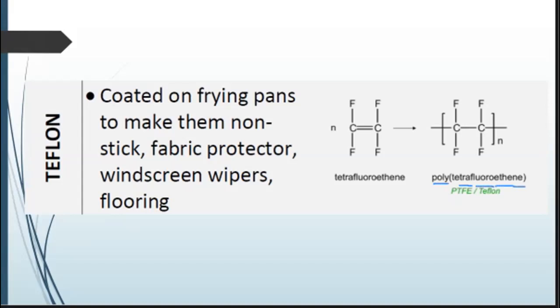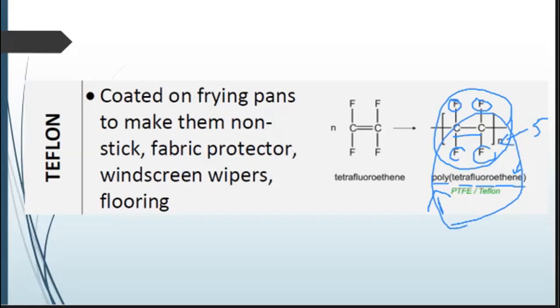Tetra means 4. Fluoro means the presence of fluorine. So I have 1, 2, 3, 4 fluorine atoms that are added, and tetra represents 4. So I have tetrafluoro. I have 2 carbons, meaning it's eth, and ene tells us that it's an alkene, and it's polytetrafluoroethene. Poly meaning that this unit is being repeated many times, n number of times. n could be 5, n could be 6, n could be 10, n could be 100. Polytetrafluoroethene, which is Teflon.